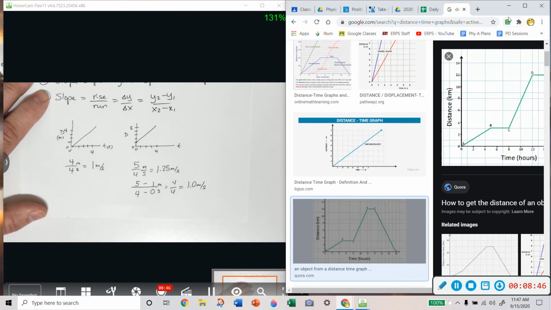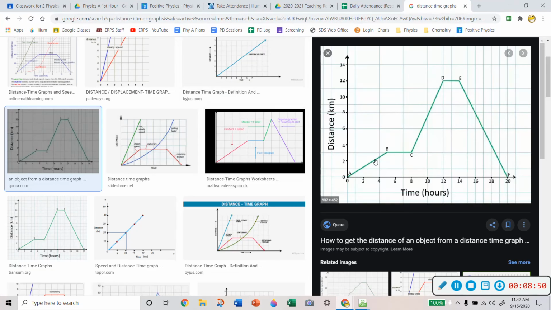So let's look at our graphs over here. Here we have a graph situation. We have 2 flat spots. Well, what's going on? Here it's telling us that at around 5 hours, B is at roughly 3 kilometers. Then at 8 hours, it's still at 5 kilometers. So what's happening? It's staying in the same place.